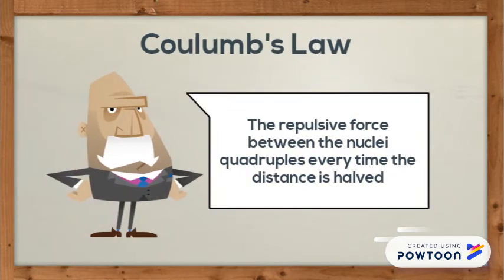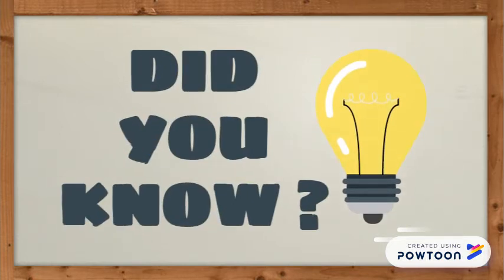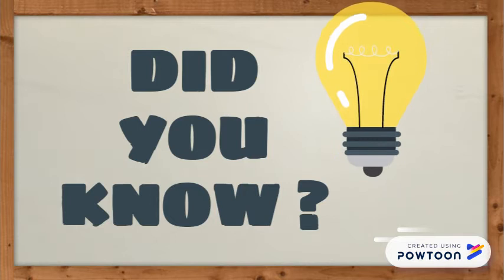By Coulomb's law, the repulsive force quadruples every time the distance is halved, and more energy is required to get them closer together. Thus, a high temperature of 100 million degrees Celsius and high pressure are required to overcome the repulsive force. Talking about high temperatures and pressure, did you know that nuclear fusion occurs in the sun?